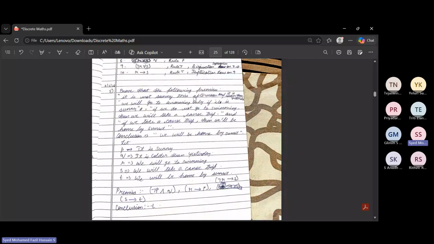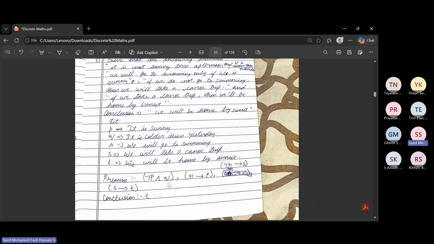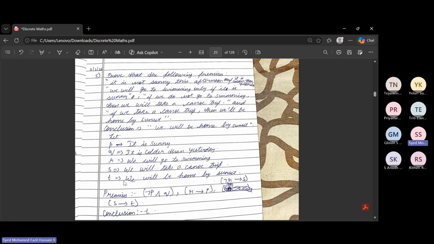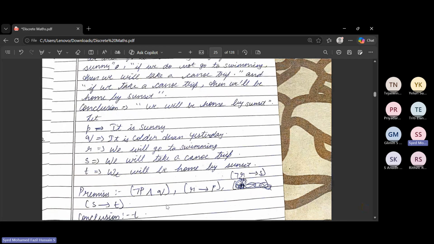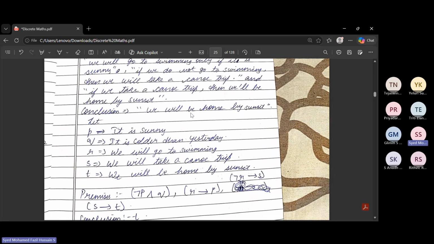Here we'll take each and every premise and give a statement for each variable. That is, P is it is sunny, Q is it is colder than yesterday, R is we'll go swimming, and we are assuming that. And then from each of the premises, as you can see, it is not sunny this afternoon and it is colder than yesterday. It is not sunny is not P, and it is colder than yesterday, so we are ANDing it with Q. Like that, we get all the premises, and we have to conclude that we will be home by sunset.